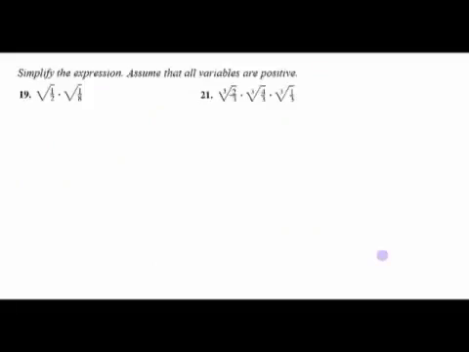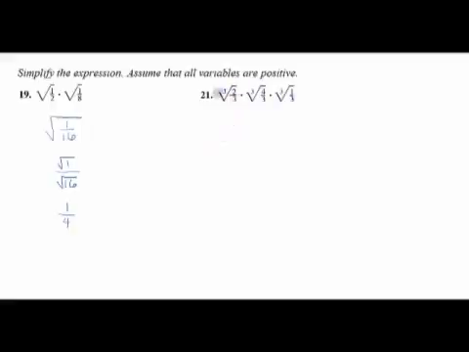Simplify the expression. Assume that all variables are positive. Here we can use the product rule and go ahead and put those under one radical. Now the square root of 1/16 is the same as the square root of 1 over the square root of 16. So we've used the product rule here, and now we've used the quotient rule. The square root of 1 is 1, the square root of 16 is 4.